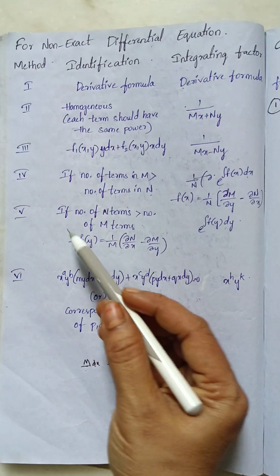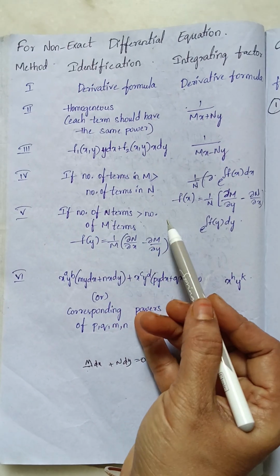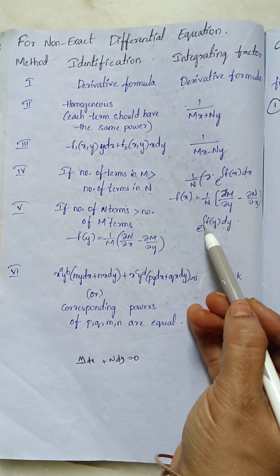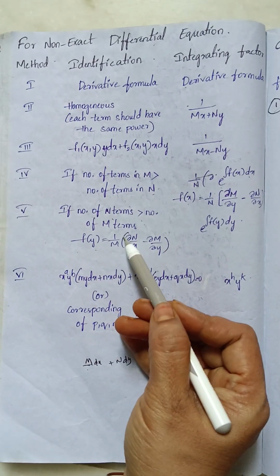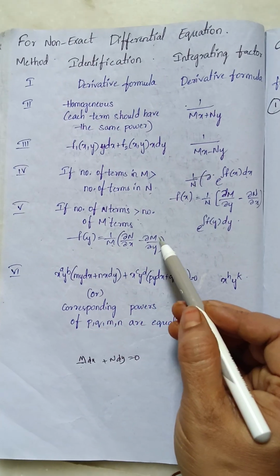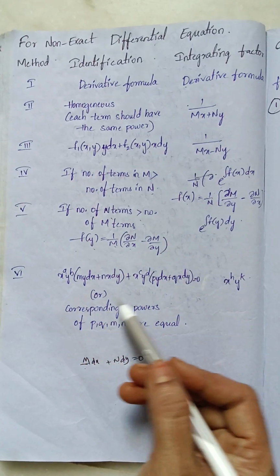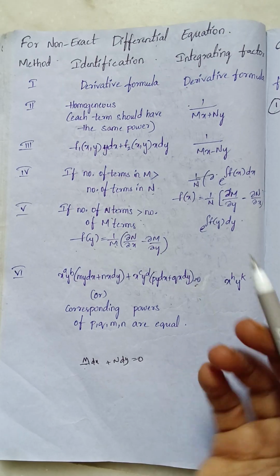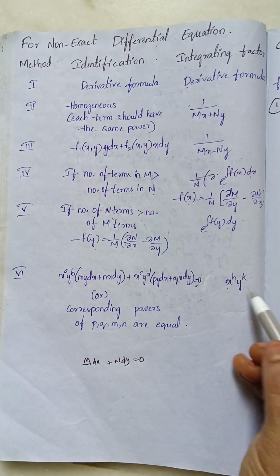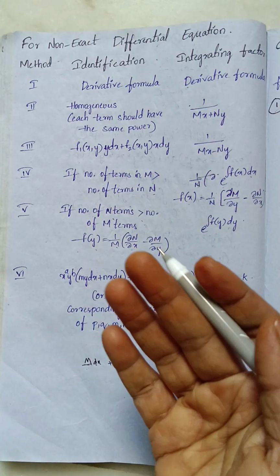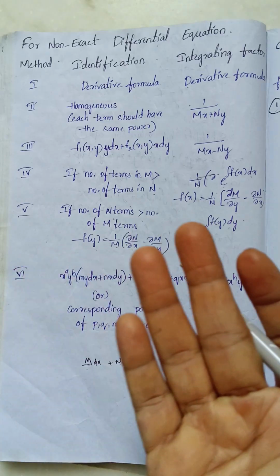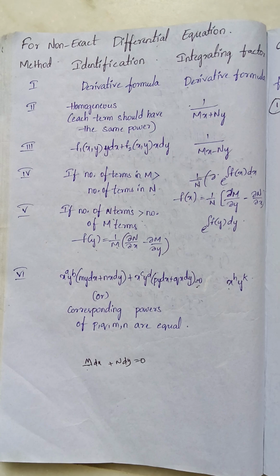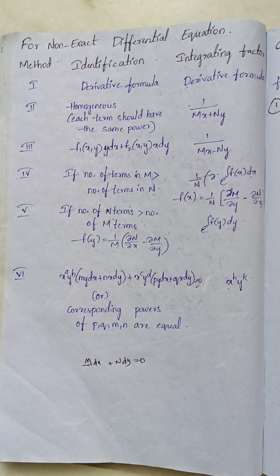Let us see. Similarly, if the number of terms in n is greater than the number of terms in m, then the integrating factor is e power integration f of y dy, where f of y can be written as 1 by m of dou n by dou x minus dou m by dou y. And in this video we discussed the sixth method. Suppose it is in this form, then the integrating factor is x power h, y power k; multiply it to the given equation, then it will become exact. Then by equating like terms we get the h and k values. Again take the solution for this. So these are some methods for non-exact differential equations.